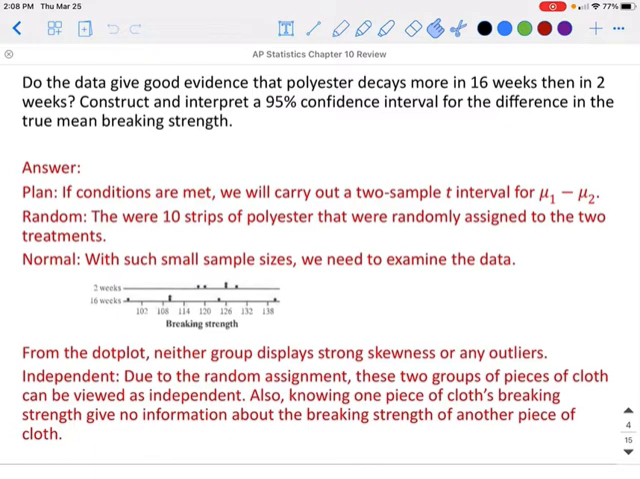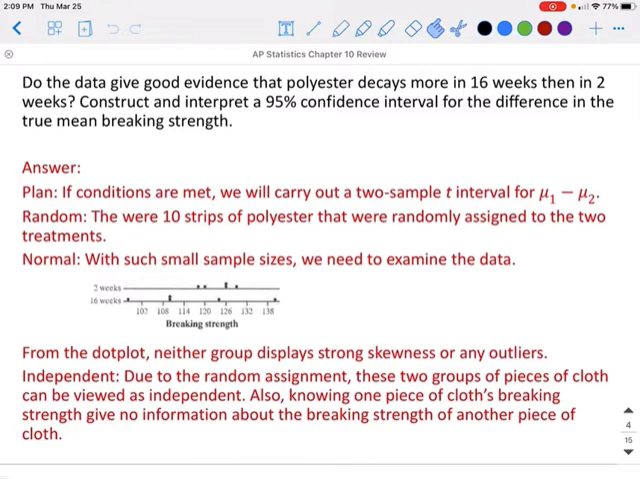Because each of these groups only has 5 items in them, if they were both 30 or more, we could just automatically say that it's a normal distribution. But since it's less than 30, we are going to have to graph the data. And if you examine the dot plot, neither group displays strong skewness or any outliers, so we can use our procedures on this problem.